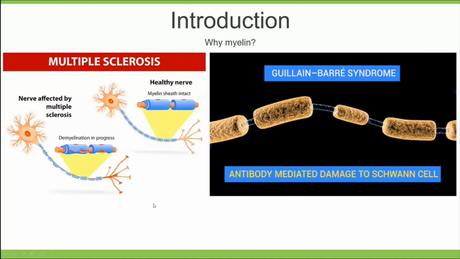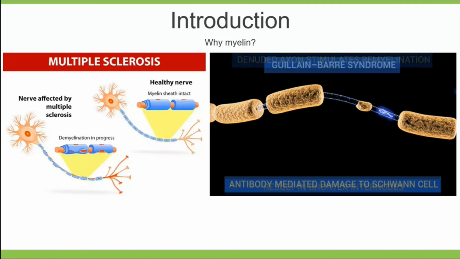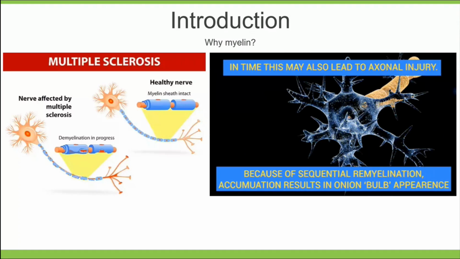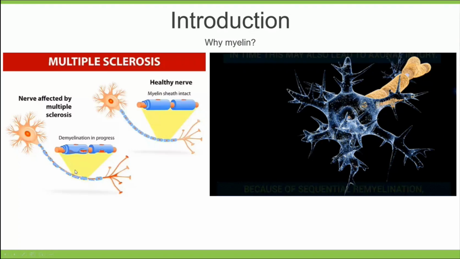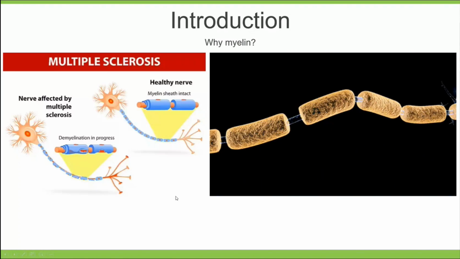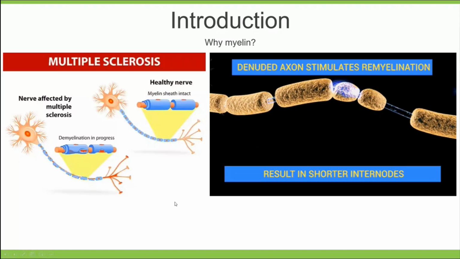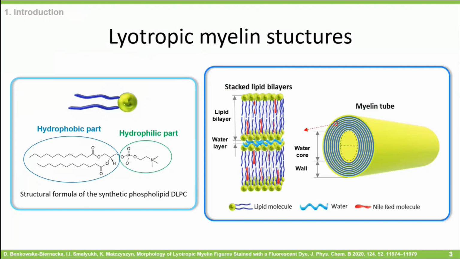And from our previous studies, we've noticed that doping myelin with gold nanoparticles actually stabilized its liquid crystallinity. So we asked the question if doping with carbon nanodots will also serve as a kind of scaffold for this multi-layer liquid crystal structure. The myelin is actually built of stacked lipid bilayers with a water layer in between them, and the myelin tube consists of many of such layers.